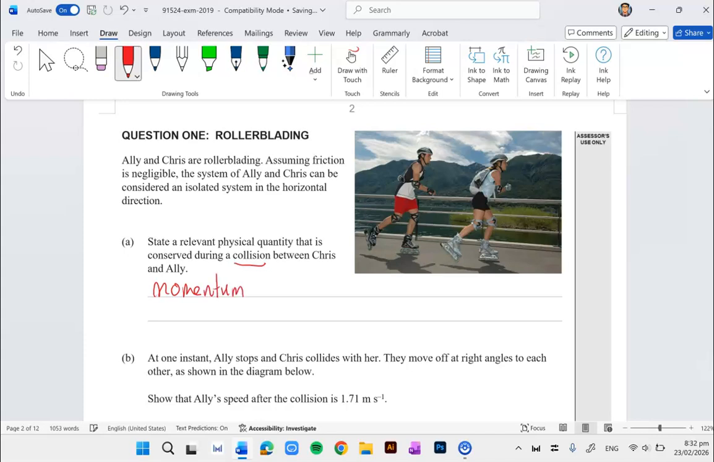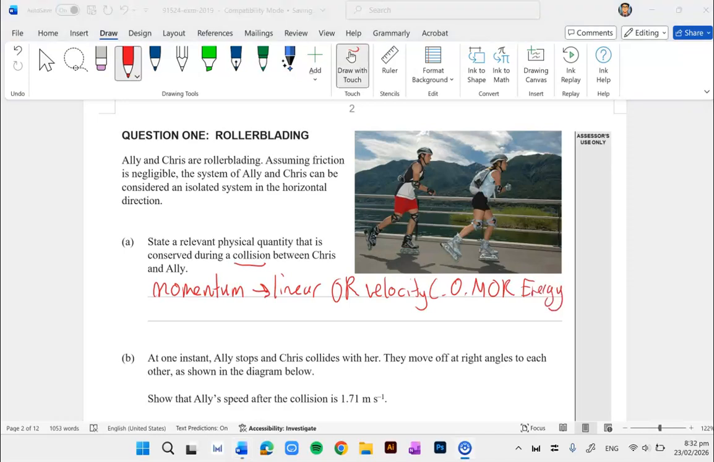And if you want to be more specific, it's linear momentum, not angular momentum, but we'll get onto that later on. Or you could talk about the velocity of the center of mass, and the energy. You don't have to have all of these. With any of these three answers you will be getting an achieved.